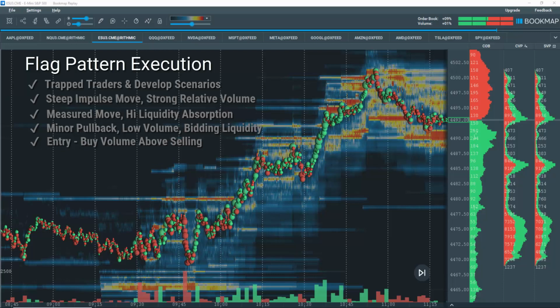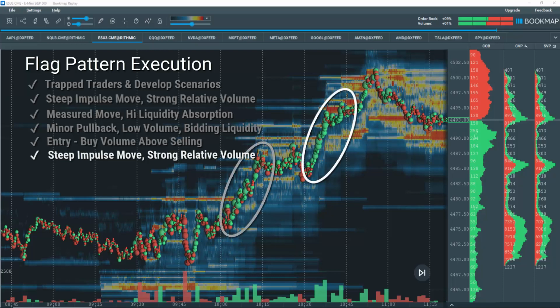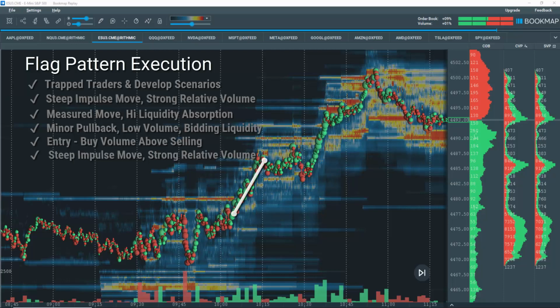Now let's grade our potential exit and place our take profit orders. Is the second impulse move strong? Is the angle steep? Yes. Is there strong volume on the move? Yes, it's even stronger than the previous impulse move. Does a potential measured move coincide with the area of high liquidity? Yes. So let's place our take profit here, near our measured move and high liquidity level.